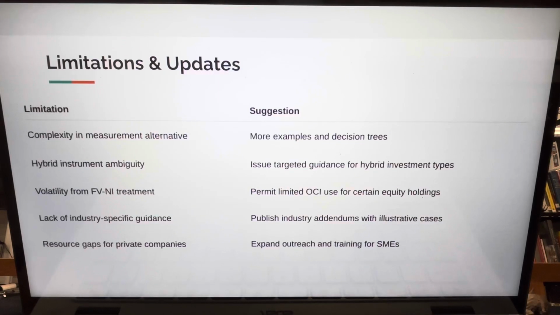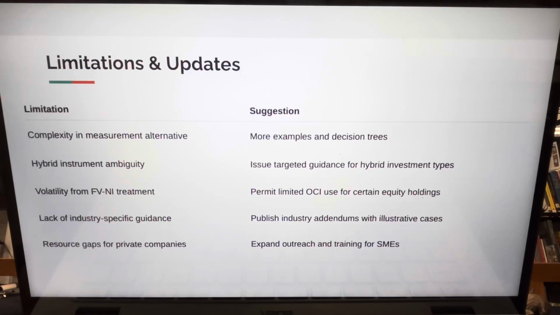The third was current rules still require all fair value changes in equity investments to flow through net income, which increases volatility and reduces the usefulness of earnings as a performance measure. For this, we suggest to add permanent limited OCI used for certain equity holdings.